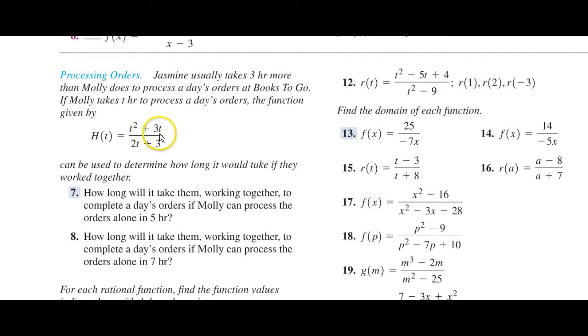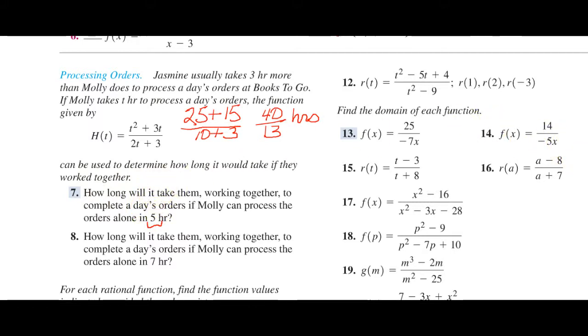So, what do we do here in number 7? Well, we're going to take this 5 and substitute it for T, and for T there, and for T there. So it looks like, get my pen operating here. T squared is 25. 3 times 5 is 15. And that will be over 2 times 5 is 10 plus 3. So this is going to be 40 13ths hours for number 7.